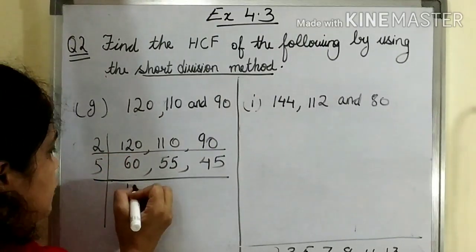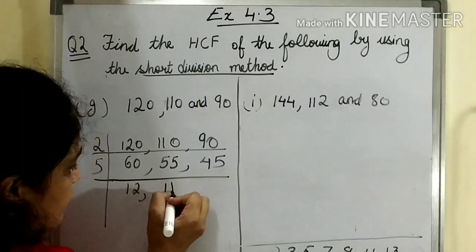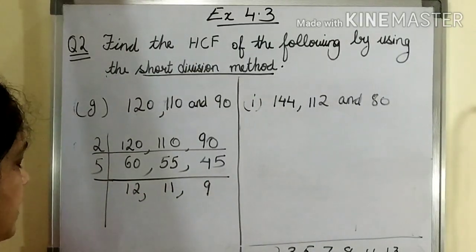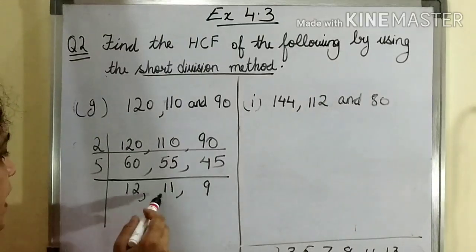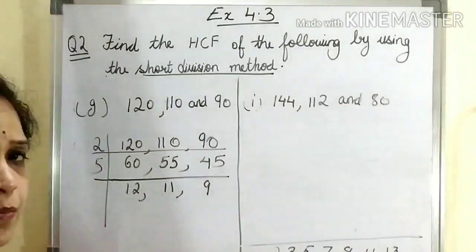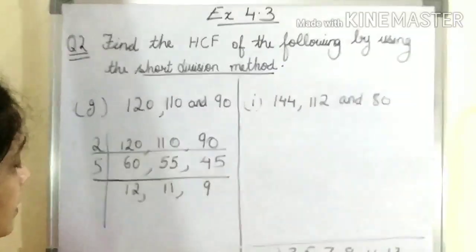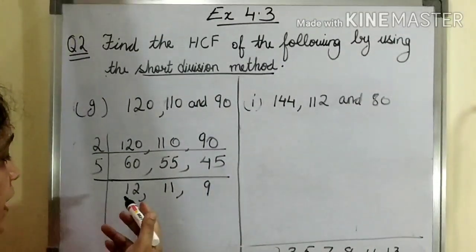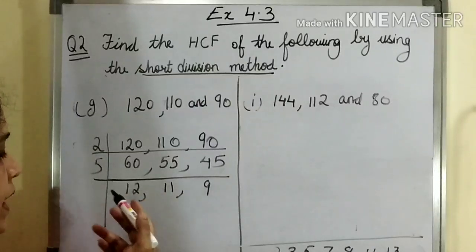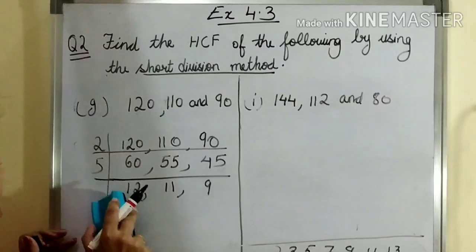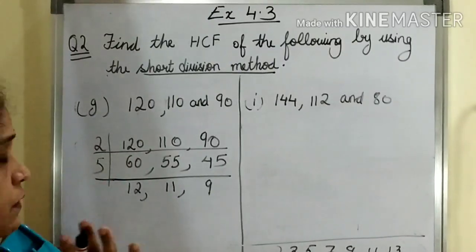Now 5 12s are 60, 5 11s are 55, 5 9s are 45. Now the numbers left over are 12, 11 and 9. Can we find a prime factor which divides 12, 11 and 9? A prime number which divides 12, 11 and 9? I don't think so. So we will leave the division here only.